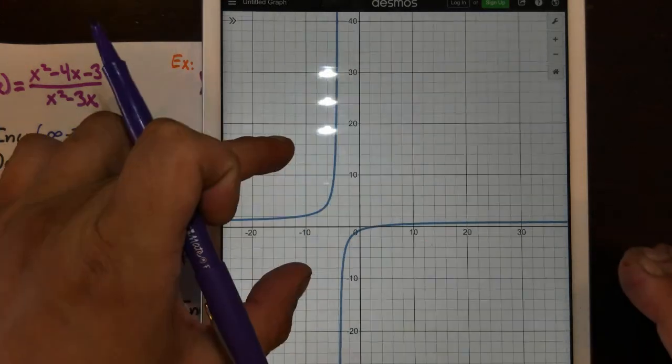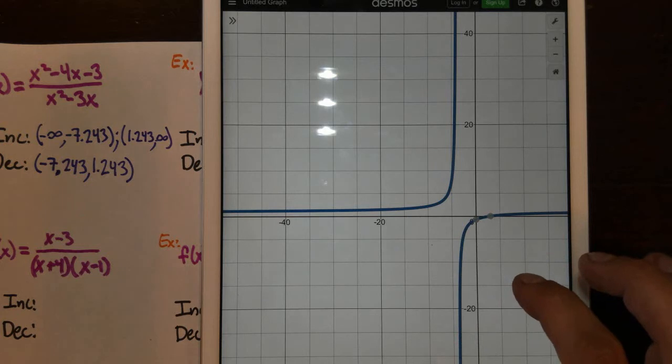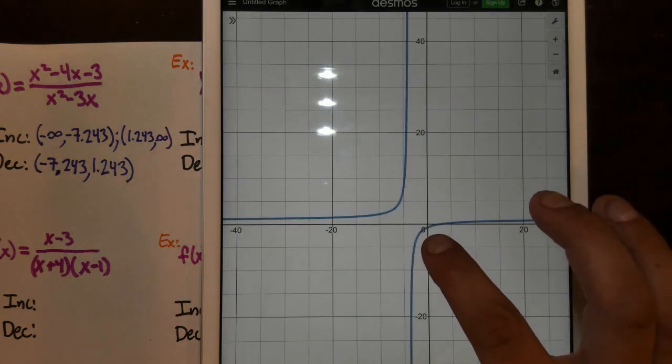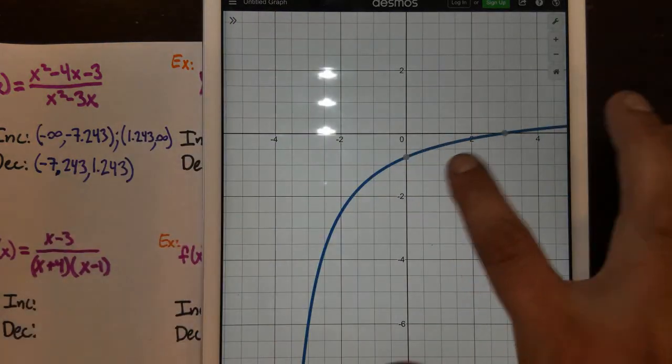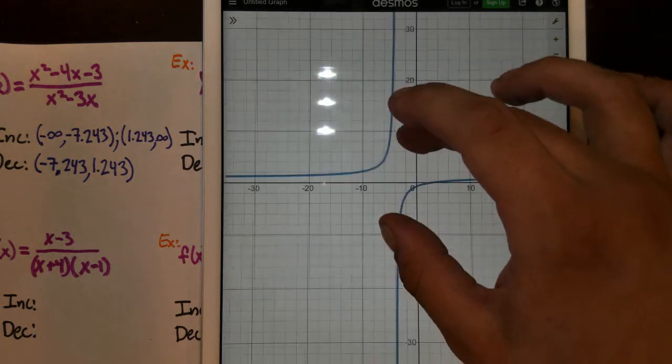And if I zoom out here, this looks like one of those cases, and I press this, and I'm not getting any points here. The only points I'm getting are right here where this is, if I zoom back in, the points I'm getting are the x and y intercepts right there. So this one doesn't have any maximums or minimums.